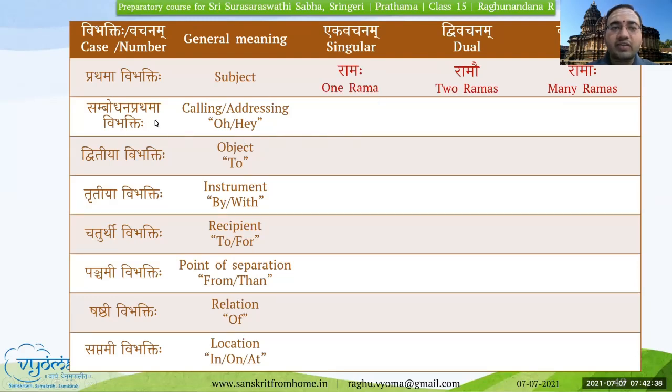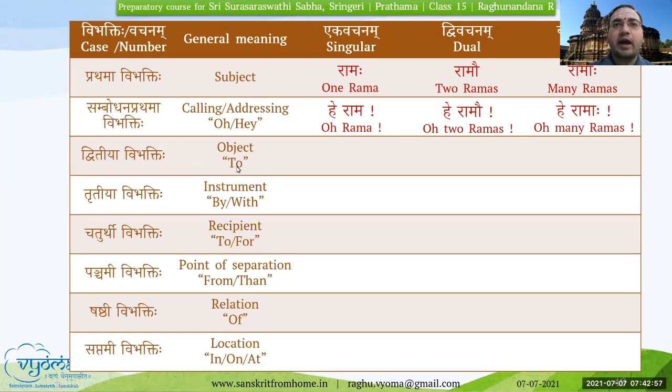Now, Sambodhana Prathama Vibhakti is nothing but addressing, vocative case. Hey Rama, to call someone or to address someone. Hey Rama, please protect me. Pahi Mam, etc. So, Hey Ramo, Hey Ramaha. The Dvitiya Vibhakti is object. You can think, I give the book to Rama, for example, or Rama kills Ravana. The object of the Kriya, whatever is there, that will be Dvitiya Vibhakti.